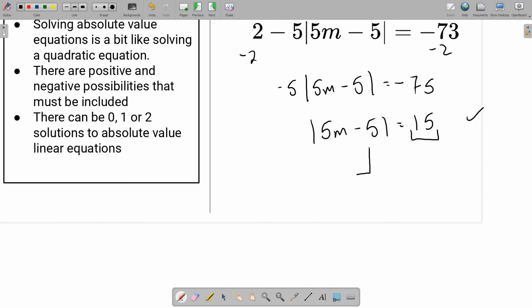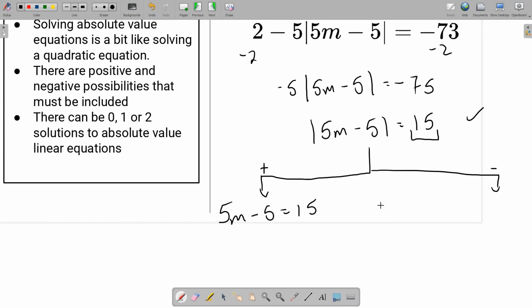So now what I need to do is take into account that what's in the absolute value signs can either be what's there, the positive root, if I want to think about it like a root, or it can be a negative root. So I have to do both cases. So either 5m minus 5 was just 15, or 5m minus 5 was -15, but because it was in absolute value signs, it outputs to positive 15.